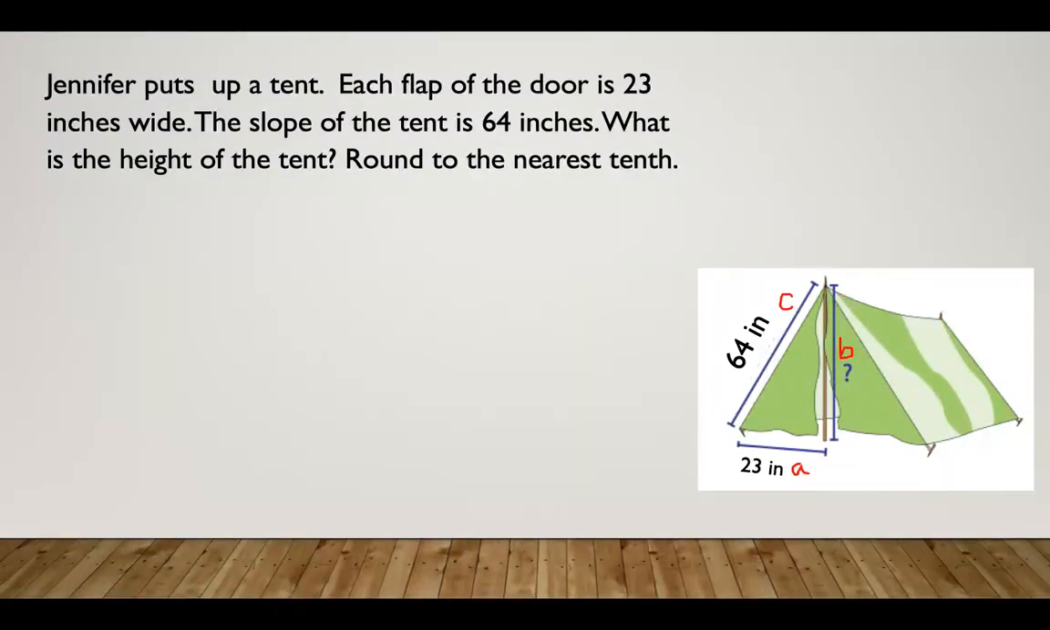From here, I am going to put it in the Pythagorean theorem. So we have 23 squared plus B squared equals 64 squared. Then calculate your squares, and you should get 529 plus B squared equals 4,096. We want to get B squared by itself, so I'm going to subtract 529 on both sides of my equation.